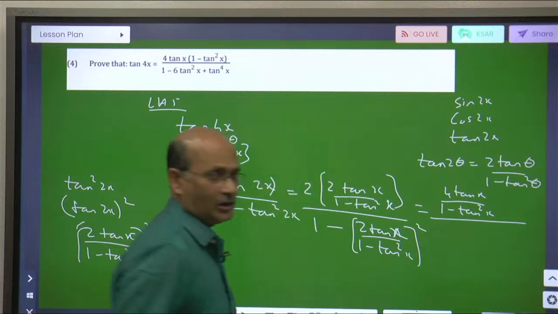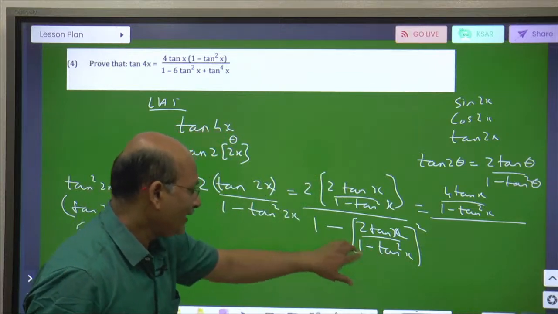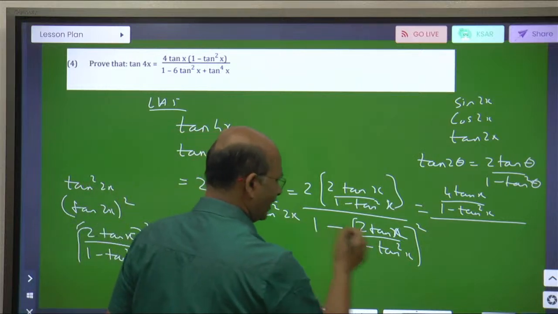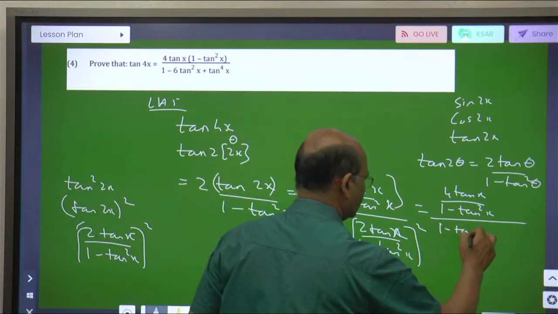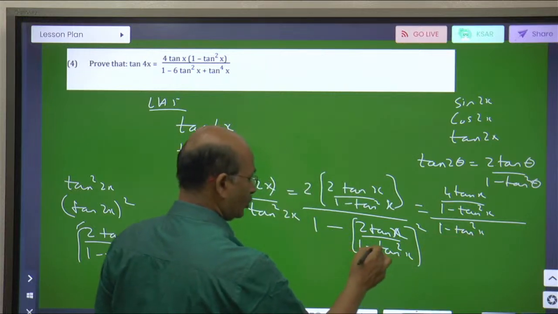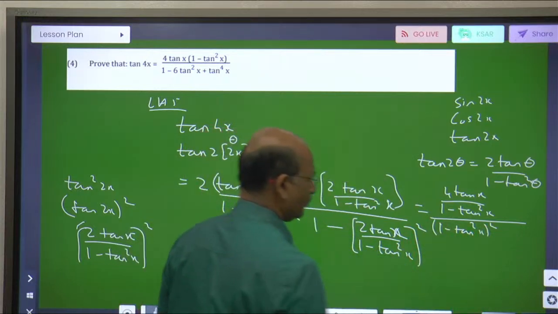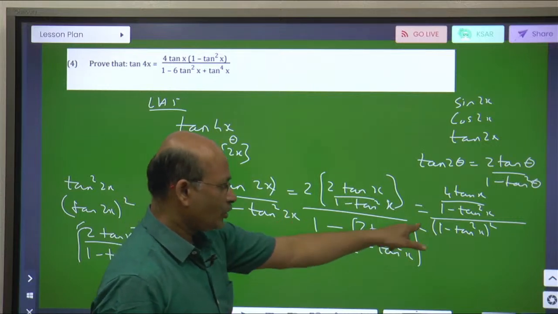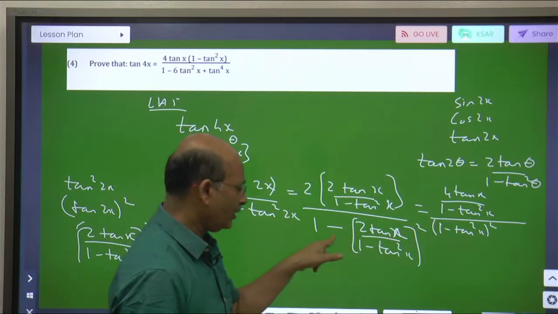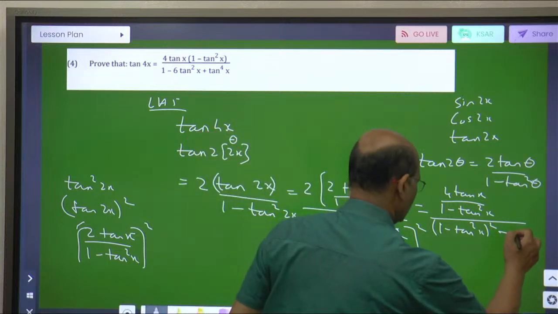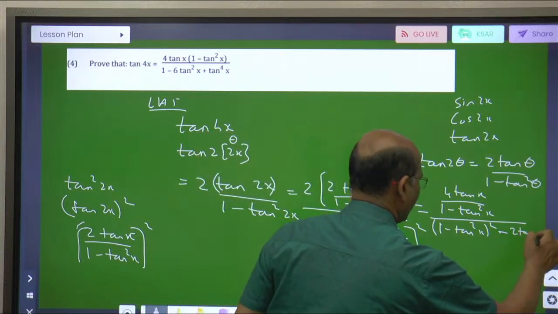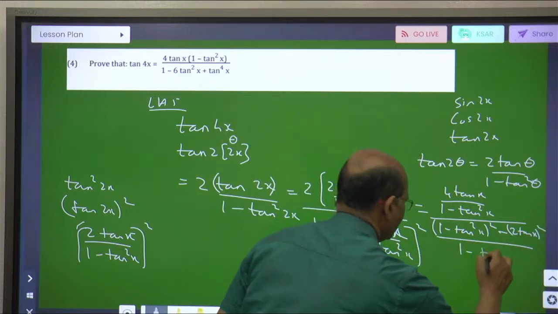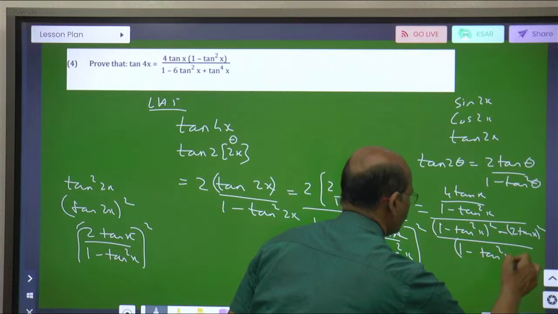Upon, now see what is happening. If I find the LCM, this will become 1 minus tan square x whole square, because this square applies to both numerator and denominator, minus 2 tan x whole square upon 1 minus tan square x whole square.